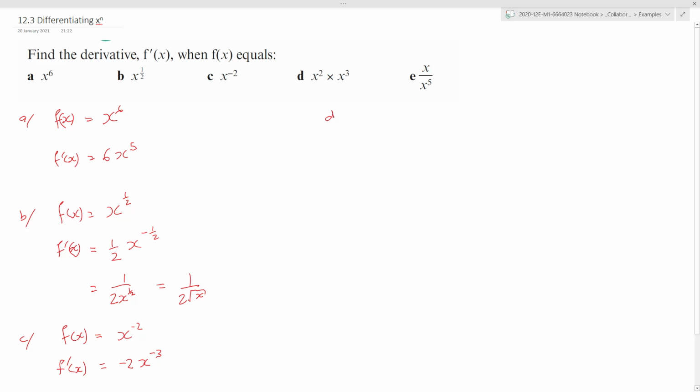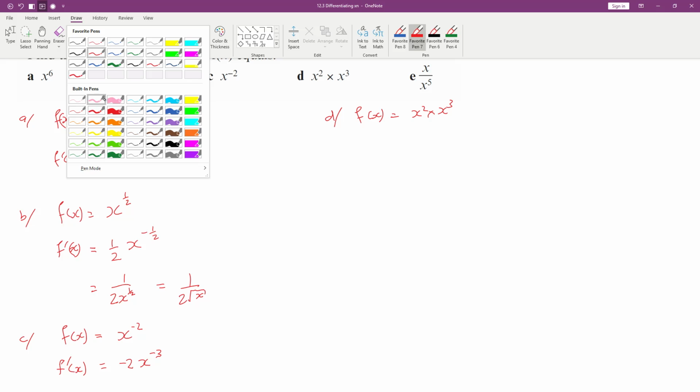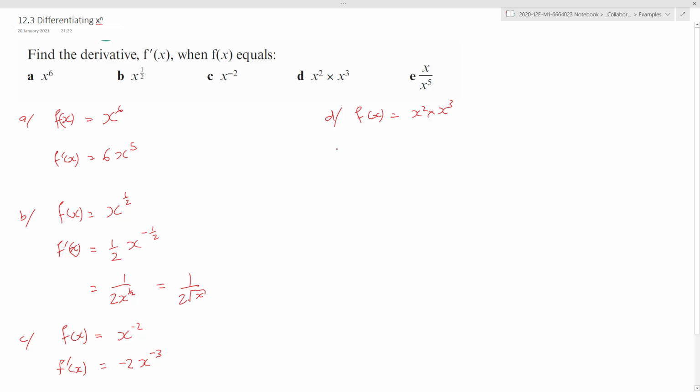For d, f of x is equal to x squared times x cubed. Just check with a pen. That's better. So our differential, well, x squared times x cubed is equal to x to the power of 5 by indices. So when we differentiate it, we get 5 times x, and then we subtract 1 from the power. 5 minus 1 is 4.